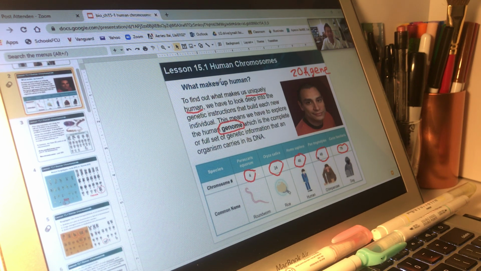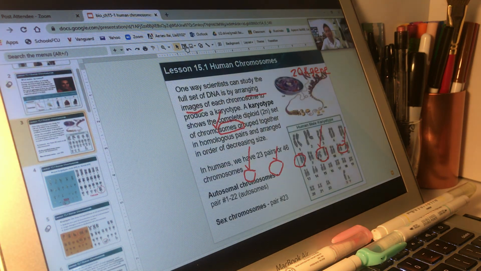So what makes up a human? It's all the genomes, the genes that we are made of. Now, what makes up worms? It's all the DNA inside the chromosomes that these other species have, okay? That's what makes up the species. Now, how do we know that humans have 46 chromosomes? How do we know that dogs have 78 chromosomes? How do we know that rice has 24 chromosomes?